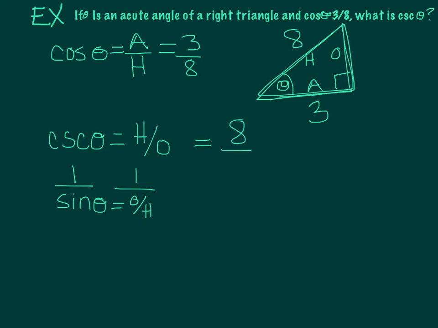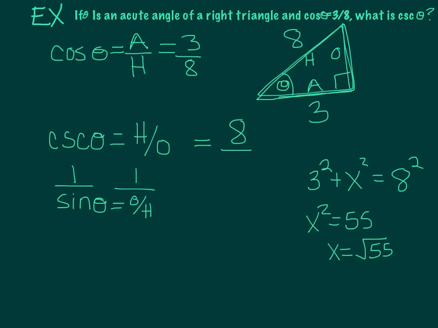And once again, we don't know what that is, so we just use our handy-dandy Pythagorean theorem. 3 squared plus our opposite side squared equals our hypotenuse squared. So that means I'm going to have to take 64 minus 9, and I'm going to get 55, which means x is the square root of 55. And reduce your radical if you can, but in this case we cannot, so square root of 55 is our opposite. So that means that we are going to do 8 over the square root of 55.